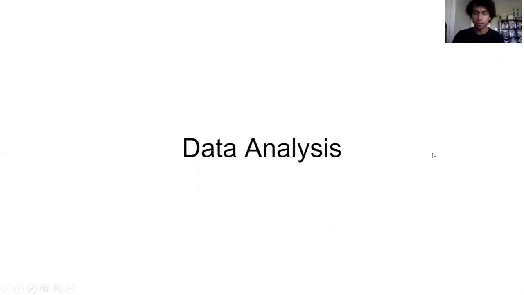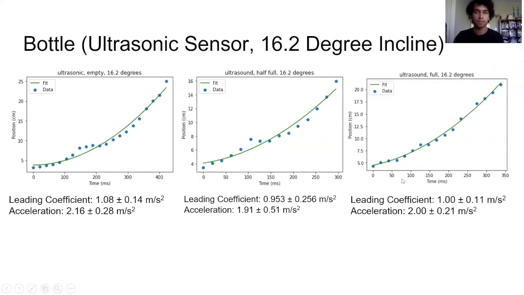All right, hello everyone. My name is Ronan Bandare, and today I'm going to be talking about the data analysis for our moment of inertia final project. The way we found the acceleration, which we needed to find the moment of inertia, for each of our position versus time plots, was by fitting a best fit polynomial to the data, taking the leading coefficient of the squared term, which is equal to 1/2 times a, and then multiplying it by 2 to find the acceleration. Those values are listed below each position versus time plot.